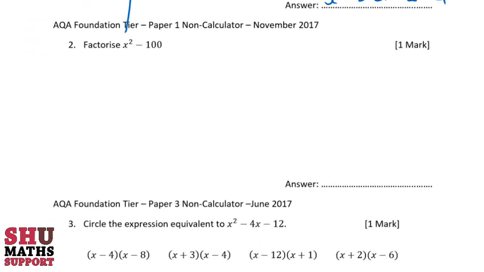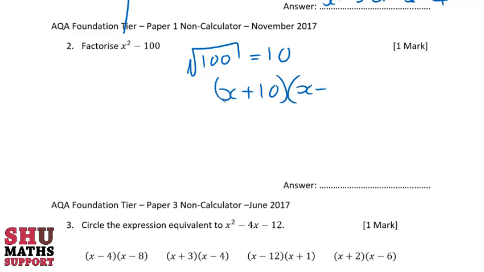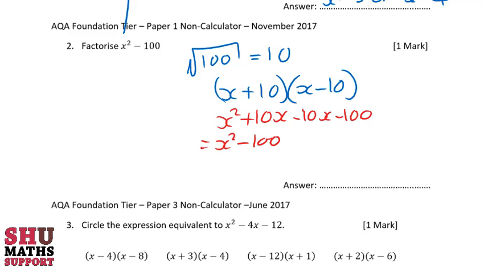The next question asks us to factorise x squared minus 100. So the first thing to notice is there's no bx term, and also we have x squared minus a squared number. So straight away I can say, right, I don't need to do all these workings out. The square root of 100 is 10. So I'm going to end up with x plus 10 times x minus 10. And then if I check that by expanding the brackets, I have x squared plus 10x minus 10x minus 100, which gives x squared minus 100. So I know that's correct. So the answer for that is x squared minus 100 is equal to x plus 10 times x minus 10.